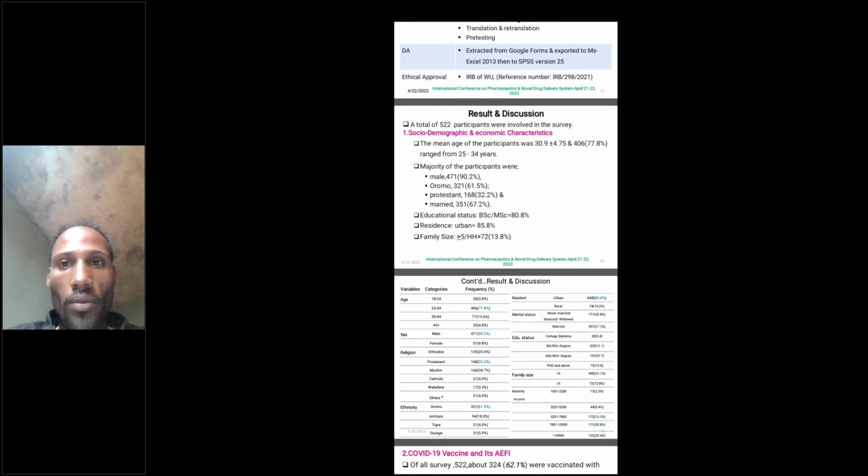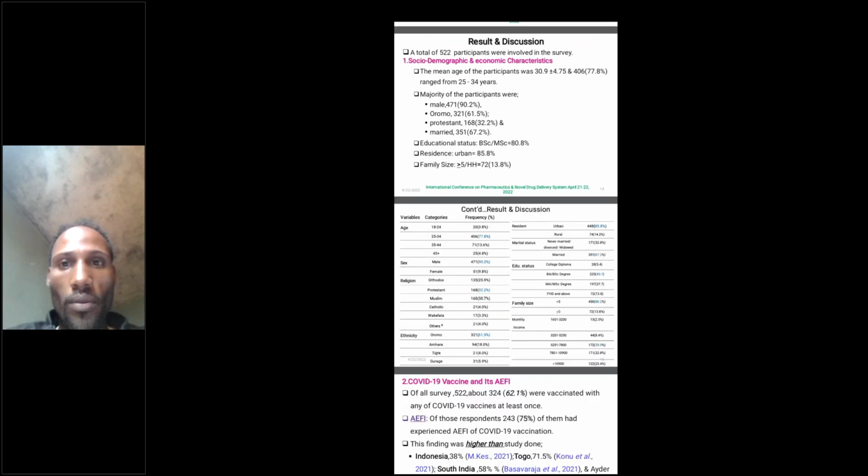When we come to the results and discussion parts, a total of 522 participants were involved in the survey, and the majority were aged 25 to 34 years, with a mean age of almost 31 years and a standard deviation of almost 4.7. The majority of our participants were male, Oromo in ethnicity, Protestant in religion, and about 7% were married. Education-wise, more than 80% were BSc and MSc holders, and the majority were urban and semi-urban residents. For family size, almost 13.8% had five or more members in their households.